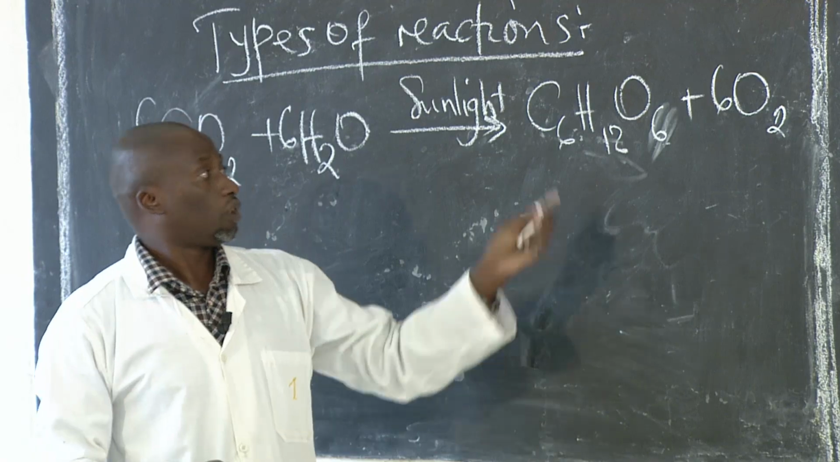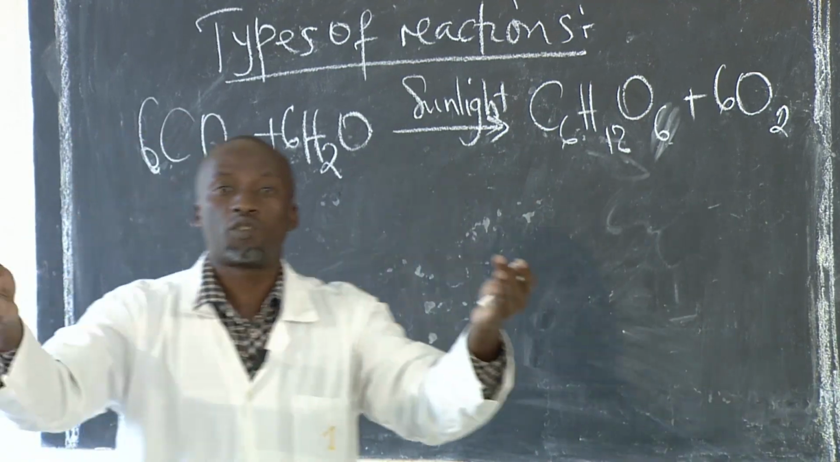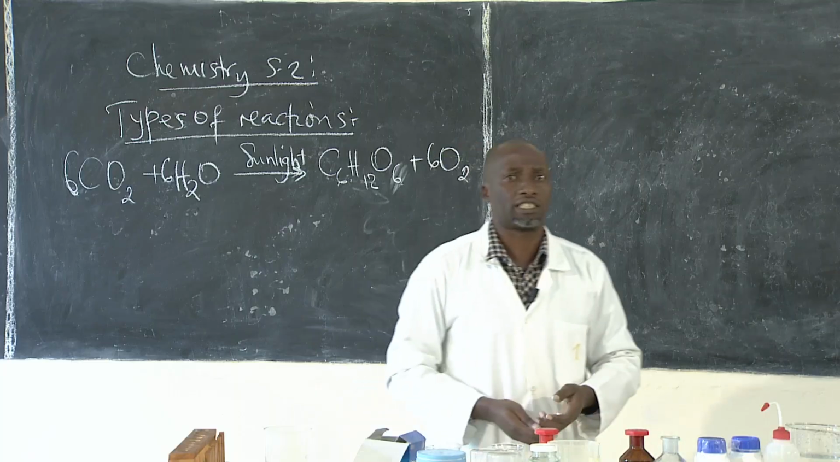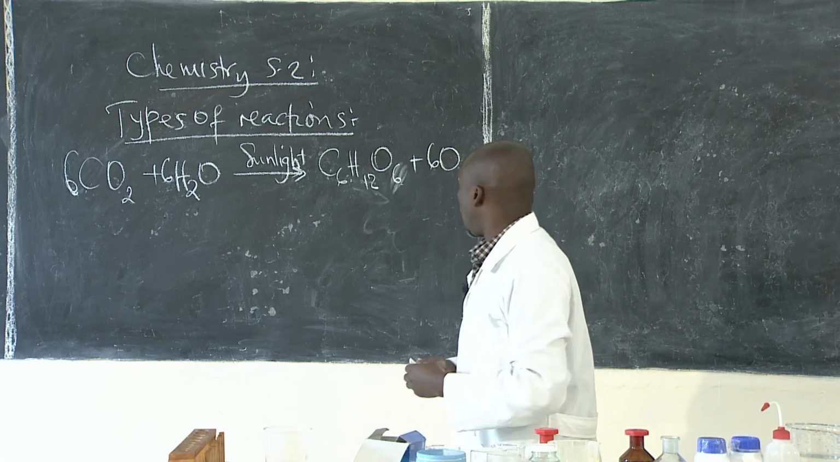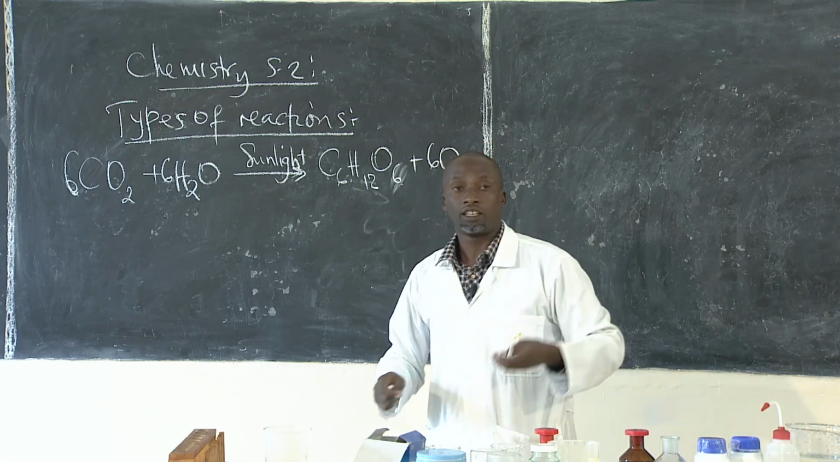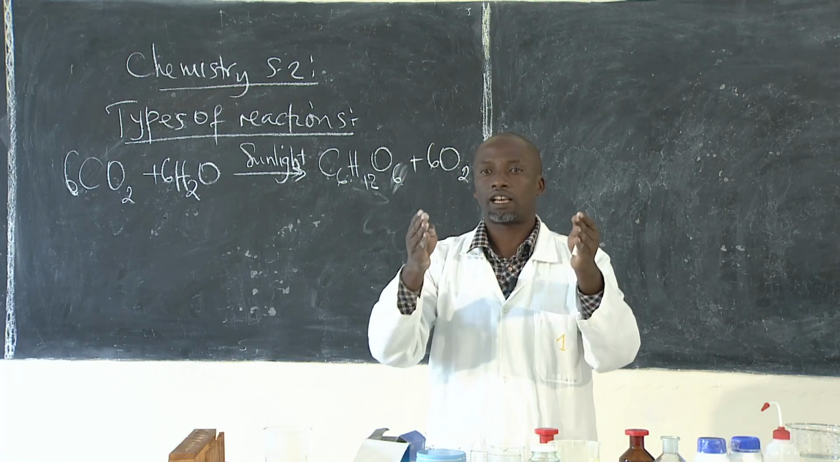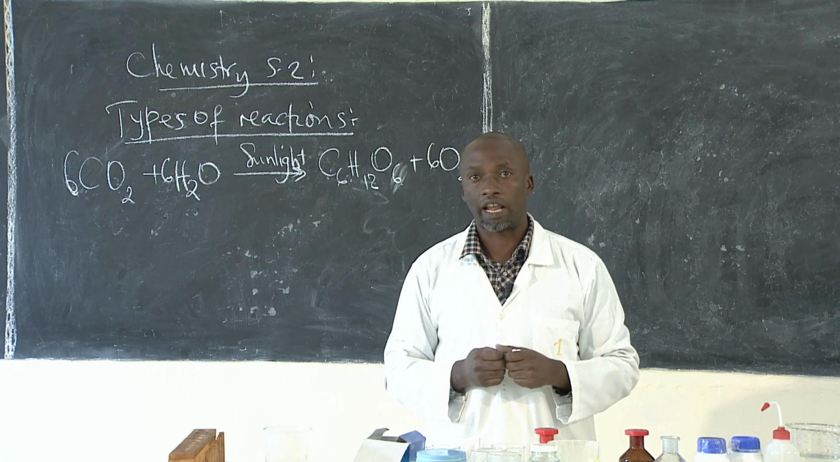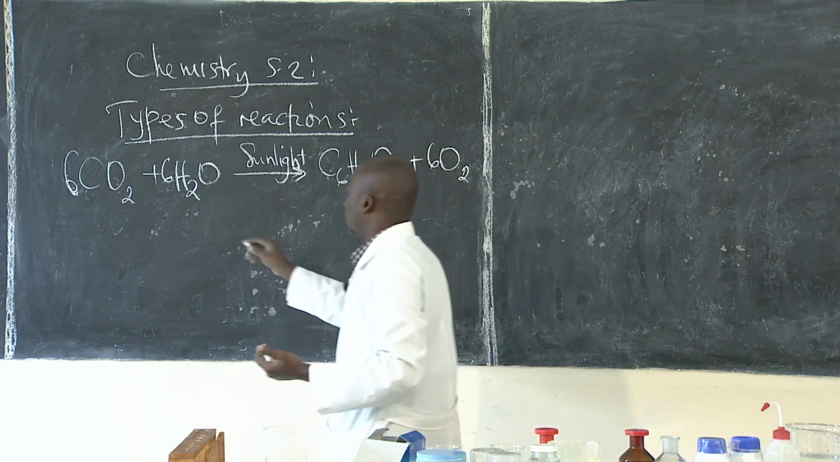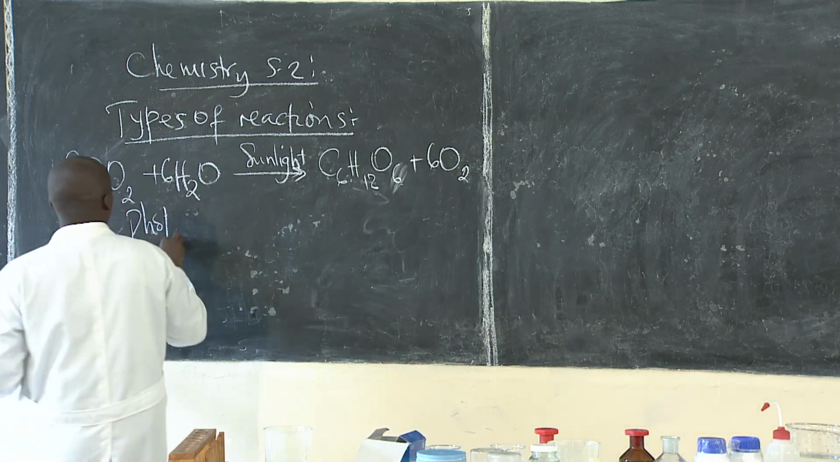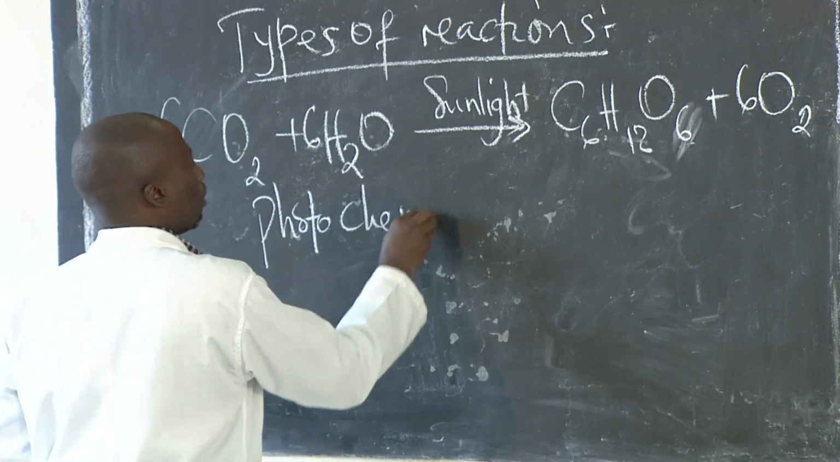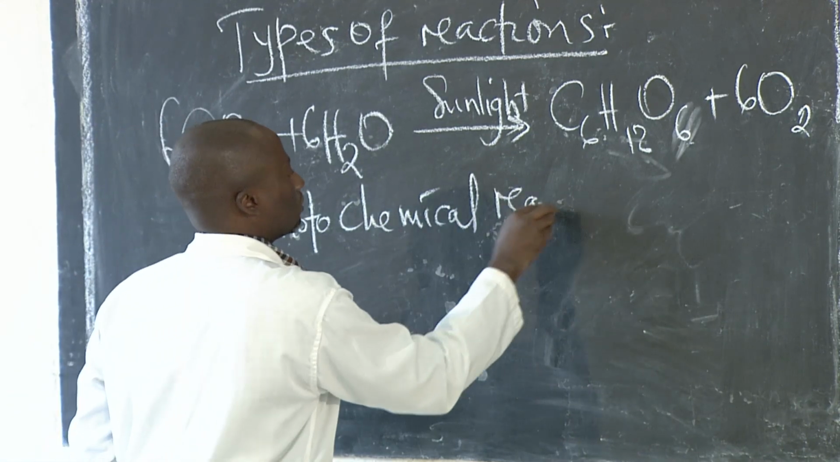Thank you. So that means the process of photosynthesis gives the food component, and it takes place in the presence of light. So all the reactions that take place in the presence of light are called photochemical reactions. So we can call this one a photochemical reaction.